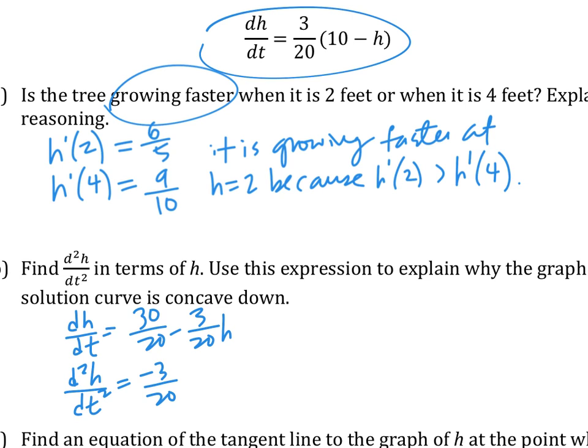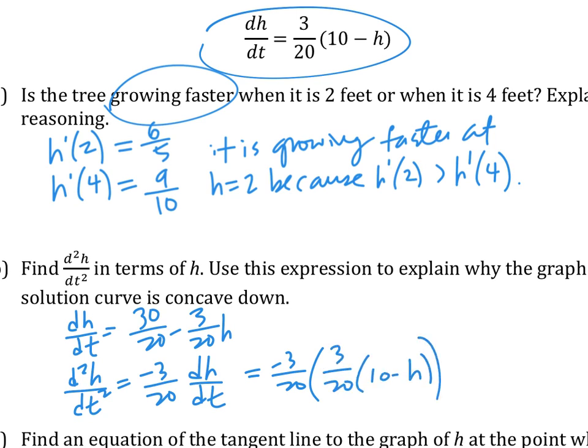The derivative of h is dh/dt, because that whole thing has a t in there, so we have to do some chain rule. You're probably not used to h prime because it's not in the question, so dh/dt. That is negative 3 over 20, and then dh/dt is 3 over 20 times (10 minus h) from the question. So this is negative 9 over 400 times (10 minus h). This is the second derivative. At least have that. That's going to give you some points.